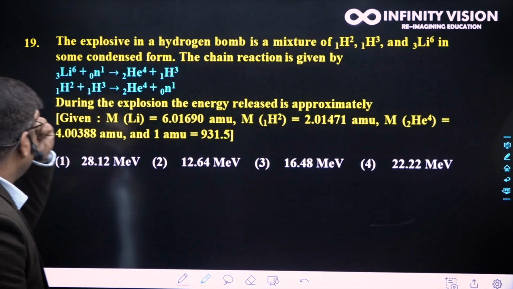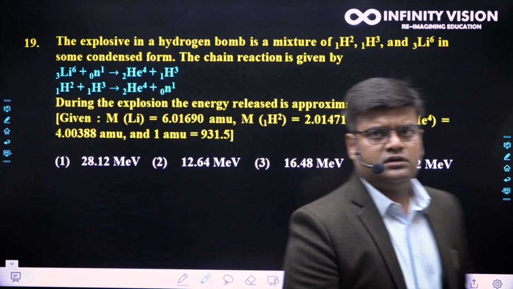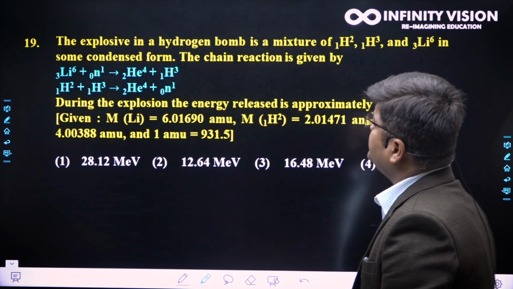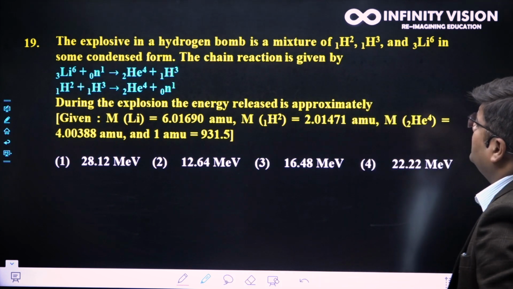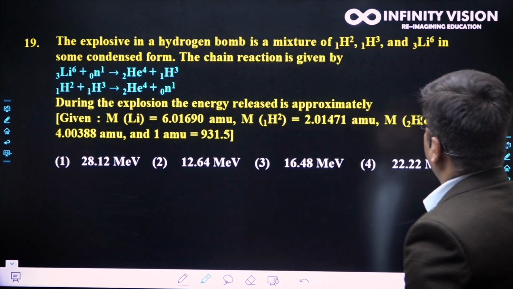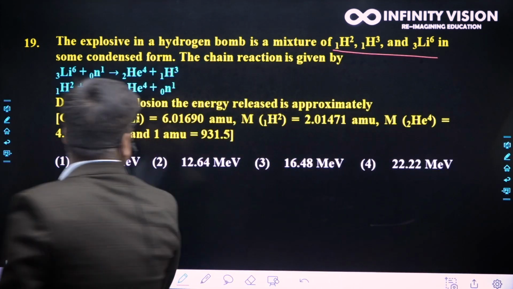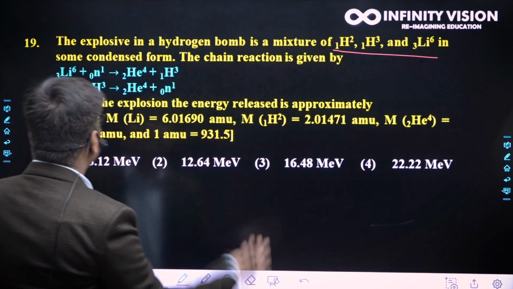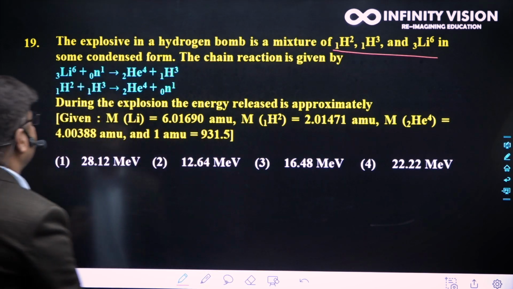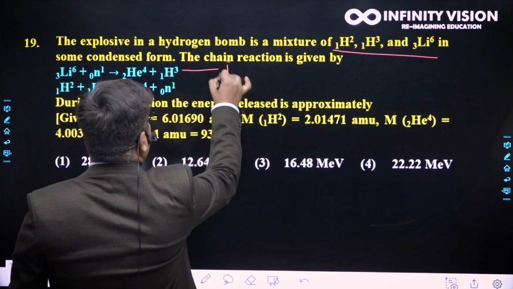Now question number 19. This question is based on nuclear physics. The explosive in a hydrogen bomb is a mixture of isotopes of hydrogen: protium, deuterium, tritium, and lithium in some condensed form. The chain reaction is given. Let's suppose this is equation 1 and this is equation 2.